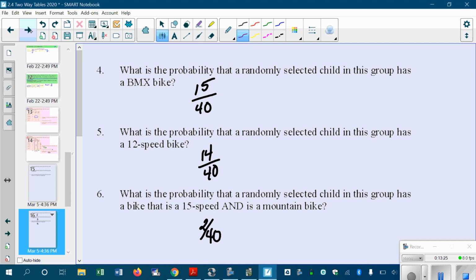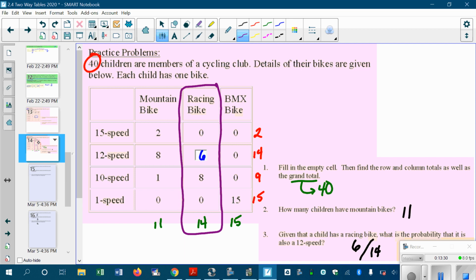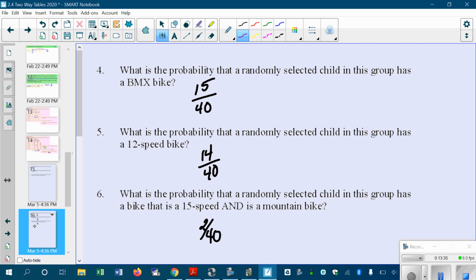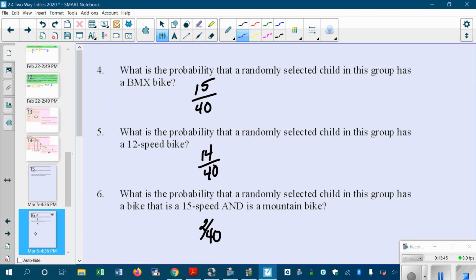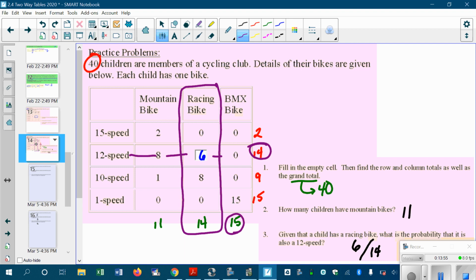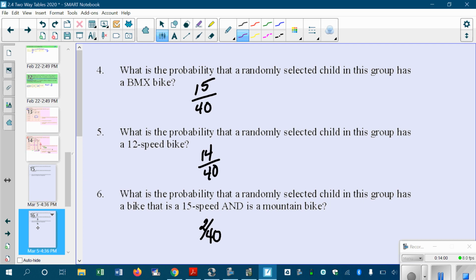What is the probability that a randomly selected child has a BMX bike? BMX bike is 15 out of the 40. Probability of having a 12 speed, you read across the 12 speed, there are 14 of them. And what is the probability that there's a bike that is a 15 speed and a mountain bike? So the and means I'm doing a joint probability, which is a cell out of the total. There are 2 15-speed mountain bikes, so 2 out of 40.